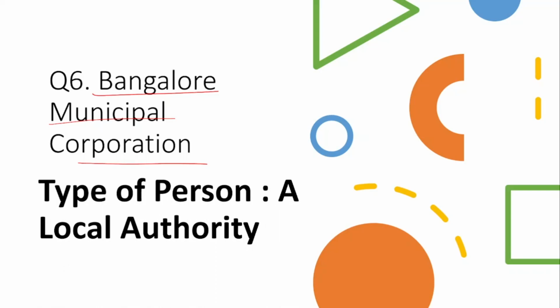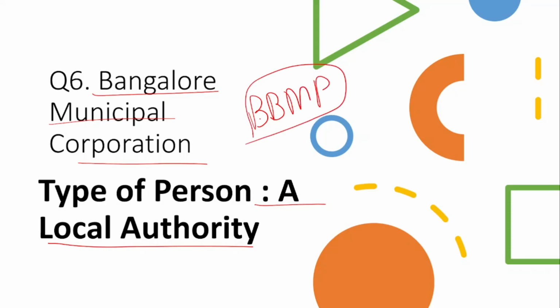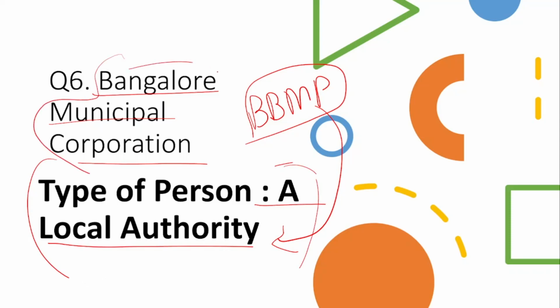Okay, the answer is a local authority. So we have in Bangalore BBMP. This is also a local authority. So what does local authority mean? Municipality, panchayats, cantonment boards, port trusts, all these come under local authority. It's like a local government. So Bangalore Municipal Corporation is a local government. So the type of person is a local authority.